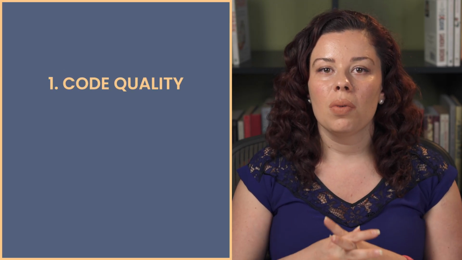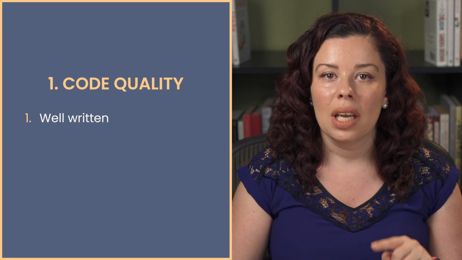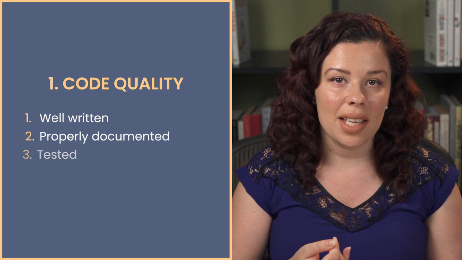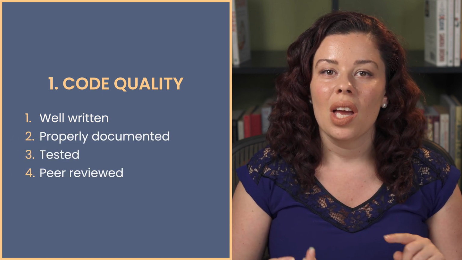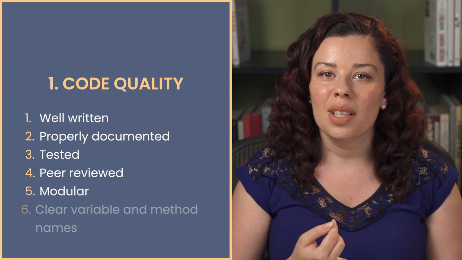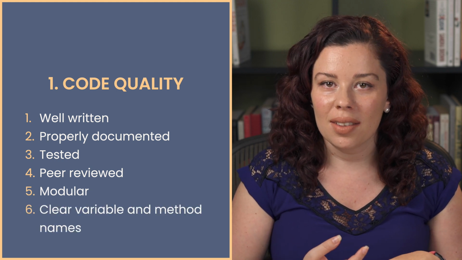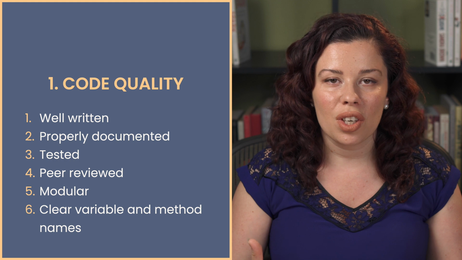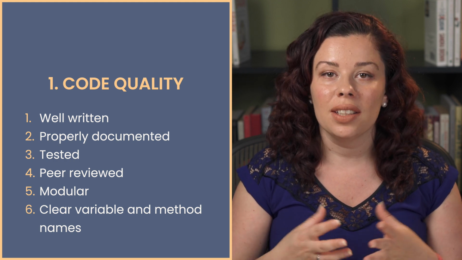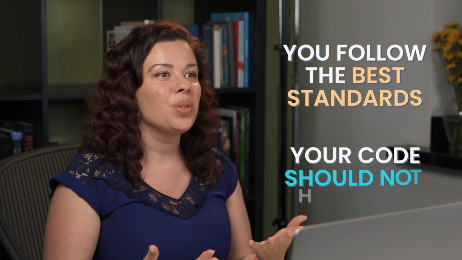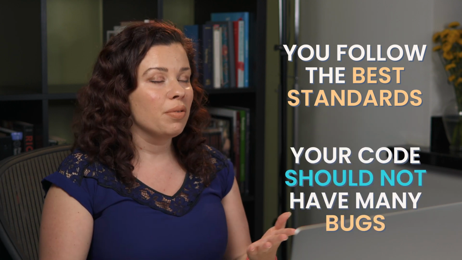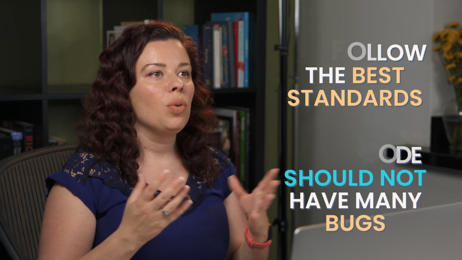In code quality, you want to make sure your code is well written, it's well documented, it's tested, it's peer reviewed. You use modular code, variable names are clear, method names are clear, class structure is coherent and intuitive, and basically that you follow best standards. Your code should not have many bugs. It should in fact have few bugs to none.